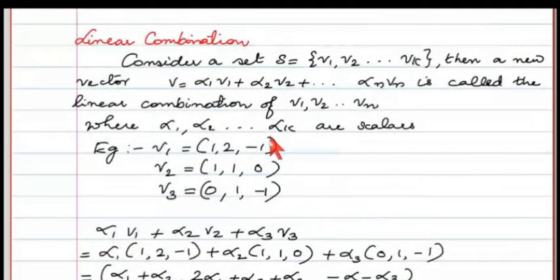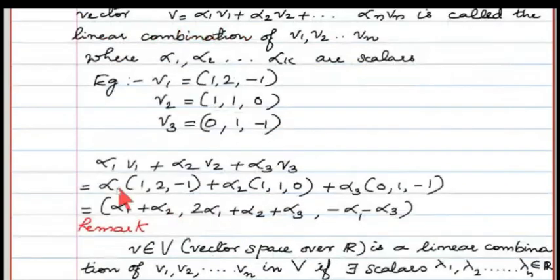So a linear combination can be defined as alpha 1 V1, some scalar quantity times a vector quantity, plus another scalar times a vector, plus another scalar times a vector. So this alpha 1, alpha 2, alpha 3 are unknown. So alpha 1 into V1 is (1, 2, minus 1), V2 is (1, 1, 0), so alpha 2 into (1, 1, 0), alpha 3 into (0, 1, minus 1).